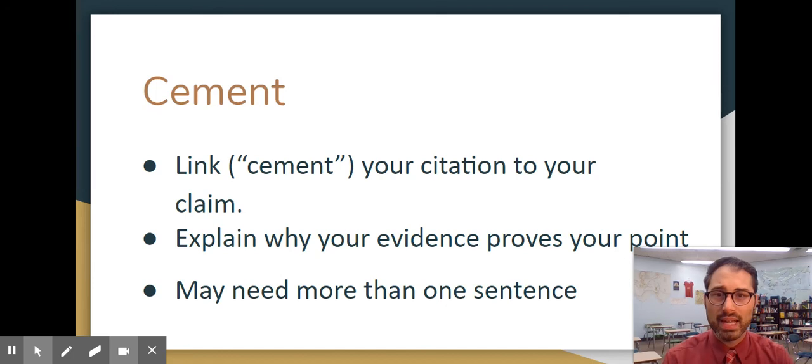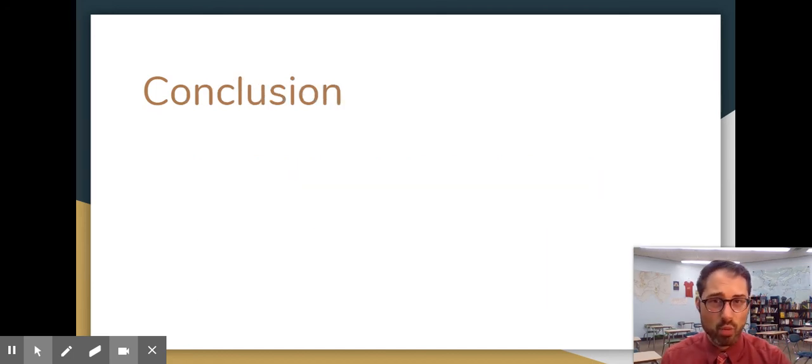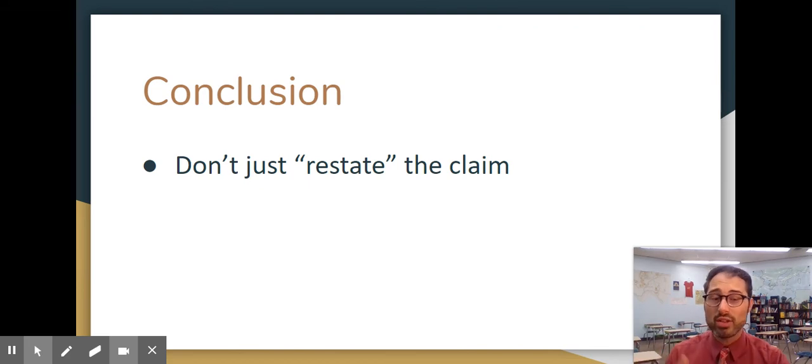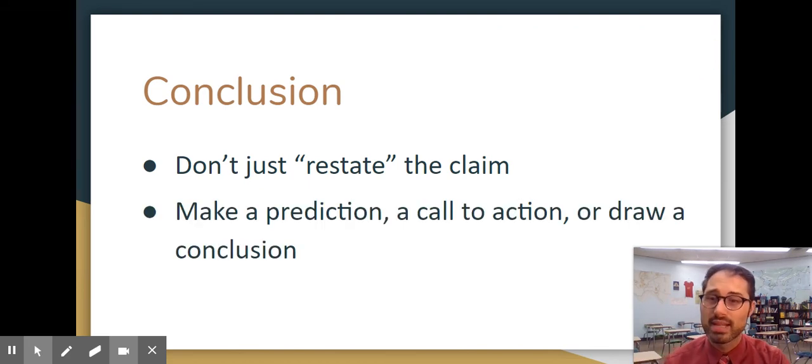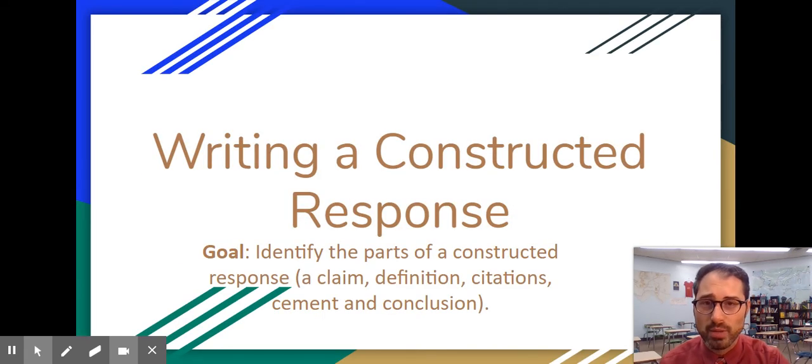Once we have claims and cement, and maybe you need more than one for one paragraph, we're going to write a conclusion sentence. We don't want to just restate the claim. We don't want to just copy our first sentence again. Instead, we're going to make a prediction, a call to action, or actually draw a conclusion.